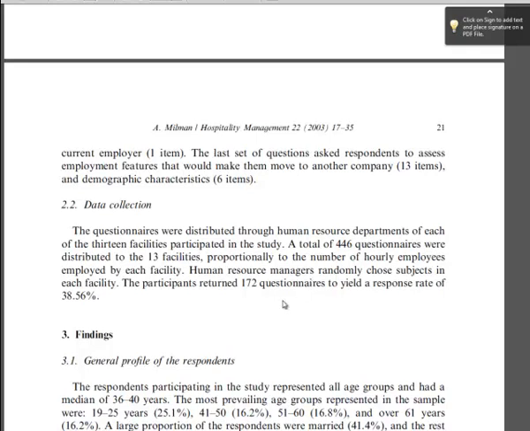I would also point out to you the proportionality. What this indicates is that the facilities that had larger numbers of employees were expected to gather more information, give out more surveys. Those at smaller facilities gave out a proportionally smaller number of surveys. So that was, I would say, a pretty good thing. And then the last thing I'll point out here is he only got about 39% of the surveys back. They gave out right at 450, got back right at 175. So to me that would be a criticism of the study.